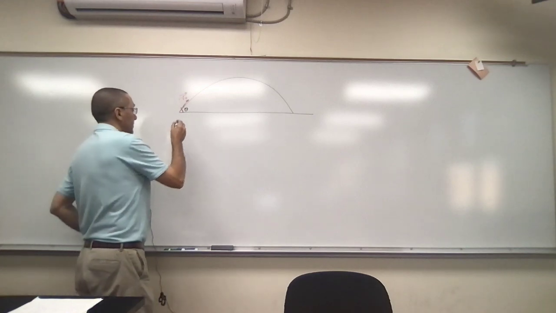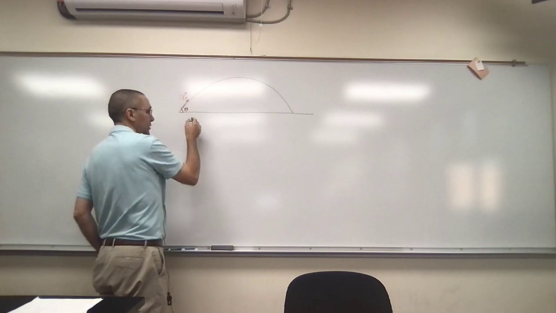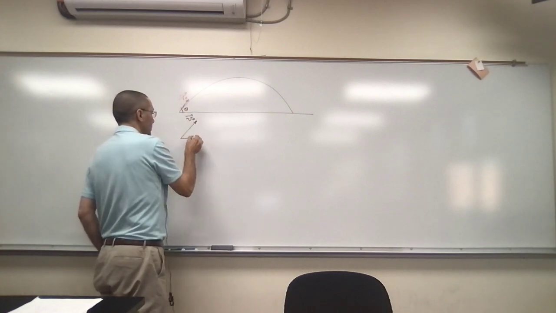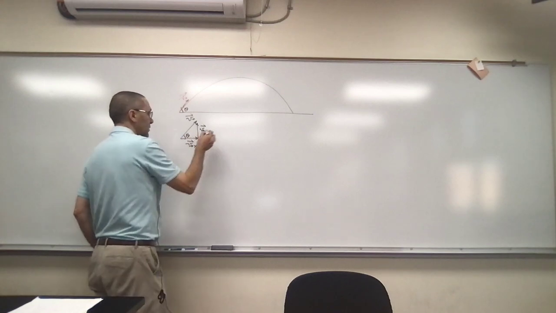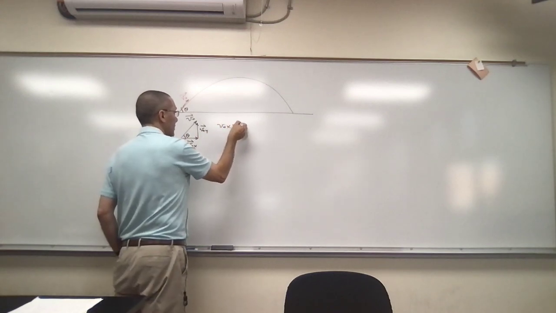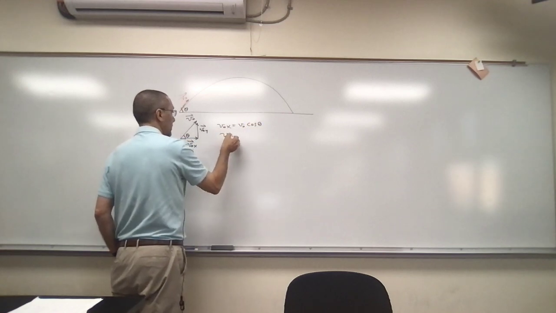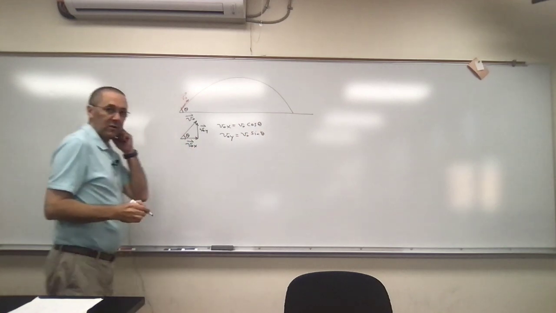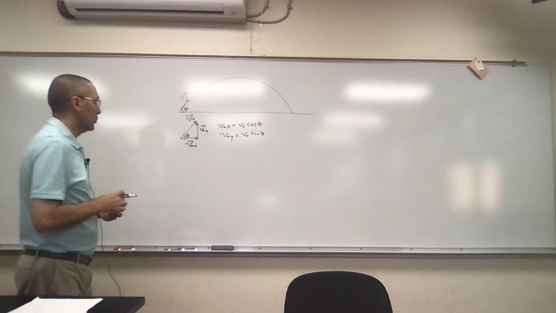So the first thing I would recommend you do is that you break this initial velocity into components. The initial velocity is V0, so it has a component in the horizontal direction, and it has a component in the vertical direction. So that V0x is V0 cosine of that angle, and V0y is V0 sine of that angle. Okay, so most likely you're going to use both of them, or at least one of them.